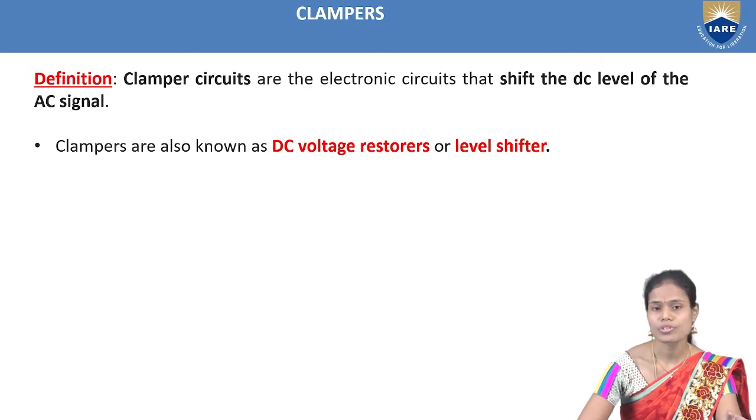We can also shift the signal from a specified battery level or voltage level, depending upon how much battery voltage we are providing externally to the clamper circuit. If we provide an external battery voltage, then from that particular voltage onwards our signal will shift towards the positive direction or towards the negative direction.